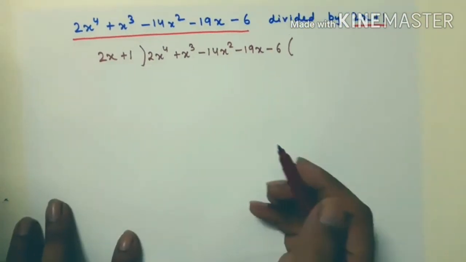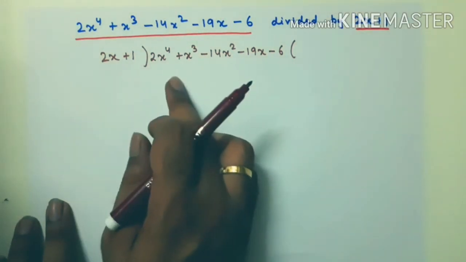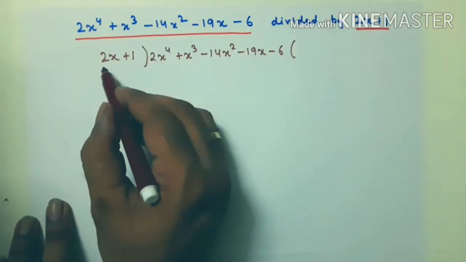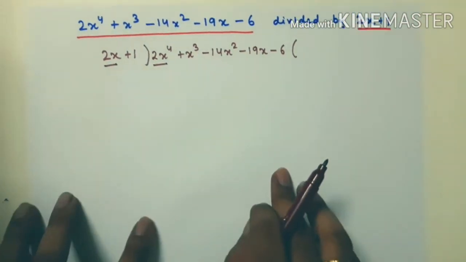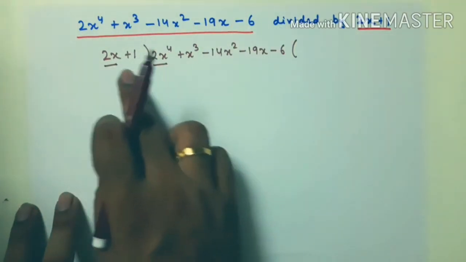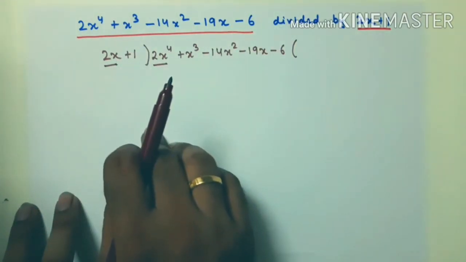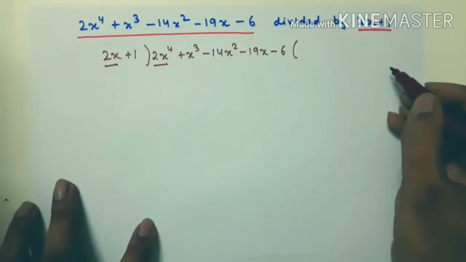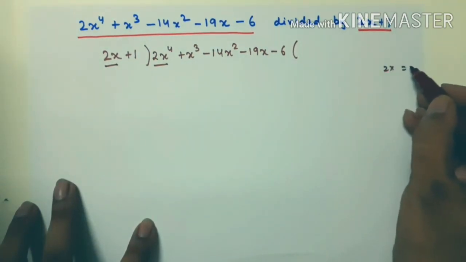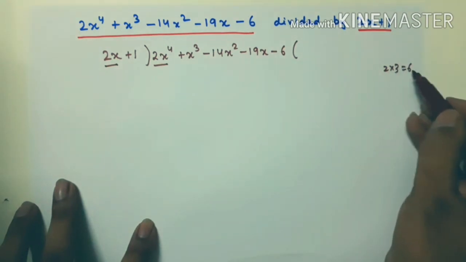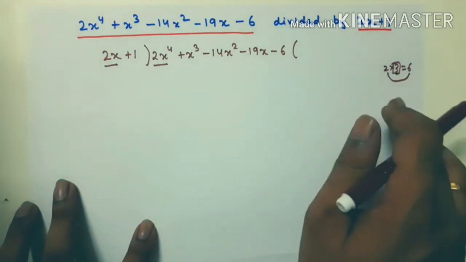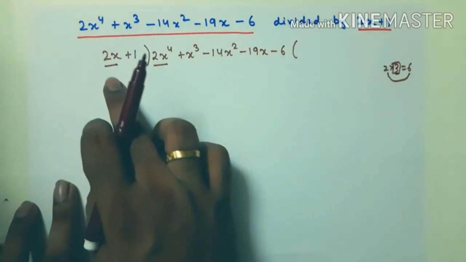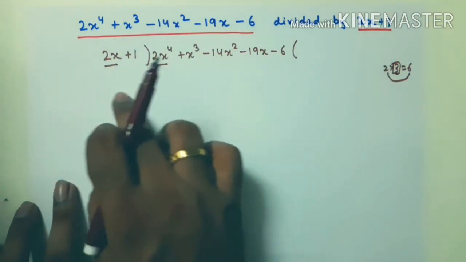So let's start. The first thing you have to see is the first term of both the polynomials. Here we have 2x and here we have 2 into x to the power of 4. That means you have to see 2x into how much will give us 2x to the power of 4. It is like 2 into how much will give 6? 2 into 3 is 6, or 6 divided by 2 gives 3. So this is the missing thing we need. Either we can check 2x into how much is 2x to the power of 4, or we can divide and get that answer.